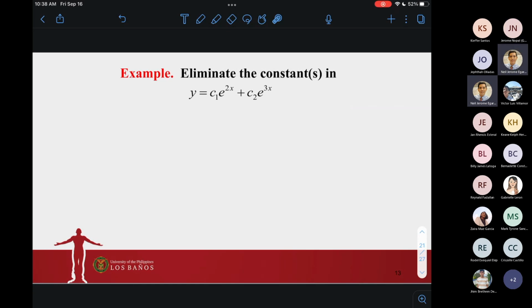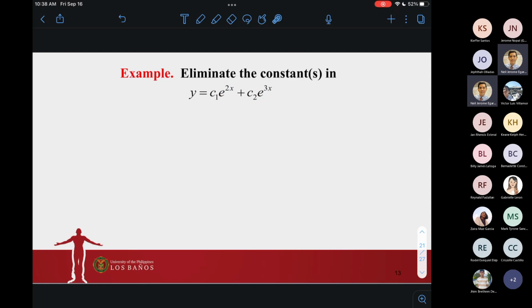Okay. Okay, this one, a more challenging one. Challenging ba to? Let's see. Computationally challenging yata tong example na to. So it is a sum of two exponential functions. So we get y equals c1 e to the 2x plus c2 e to the 3x. Again, y is the dependent variable. It is dependent on the variable x. Then we have this function, and we have constant c1 and c2 that are not determined or not prescribed.